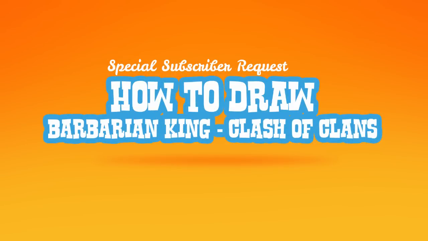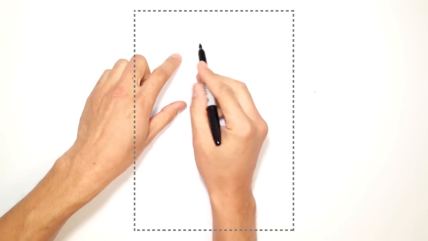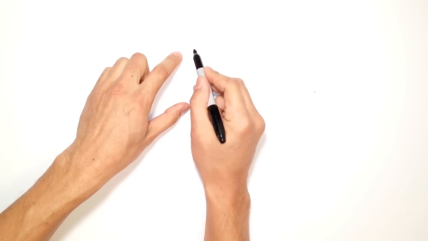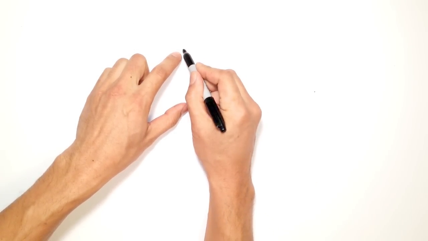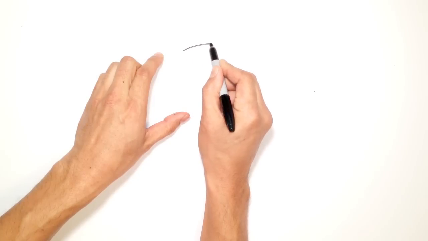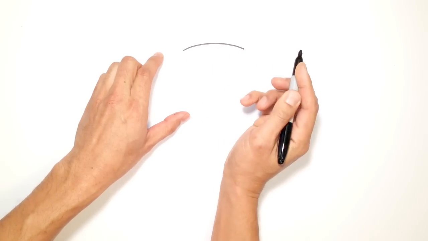Hey there, today I'm going to show you how to draw the Barbarian King from Clash of Clans. So we're going to start a little bit differently. We're going to start at the top of his crown where his forehead meets the crown. So start on the left side and then draw a curved line from left to right.